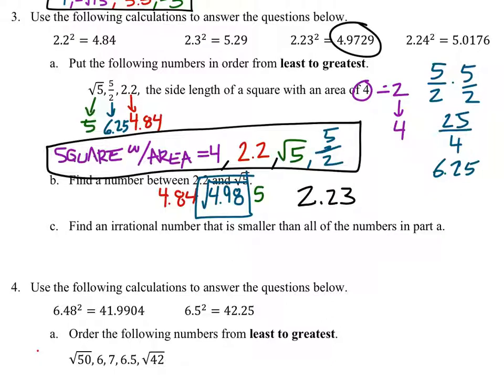Find an irrational number that is smaller than all of the numbers in part A. So the smallest number in there that we had was 2. What's a number that is irrational that is less than 2? 1.5 is rational. Square root of 2? That works. If you take the square root of 2, you get something smaller than 2, and that is irrational. You could have also used square root of 3. Square root of negative 2 is not real.